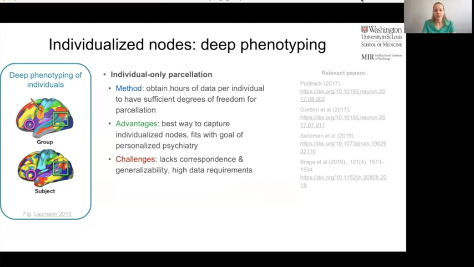And so the advantages of this approach are that it's by far the best way to capture truly individualized nodes. And it really fits with the goal of personalized psychiatry, being able to scan one person and draw interpretable conclusions from just that data set. However, some of the challenges with this is that it kind of lacks correspondence.